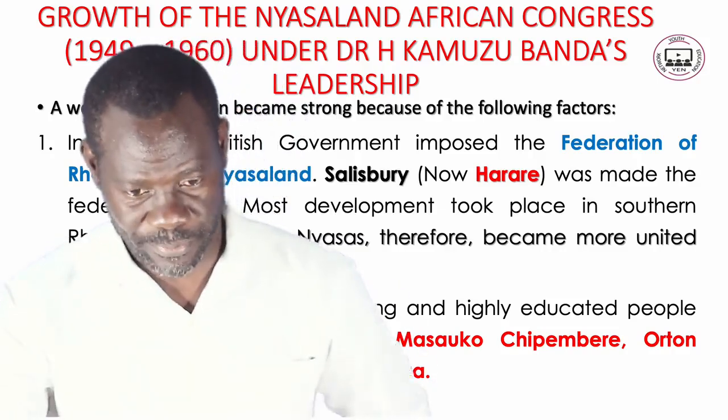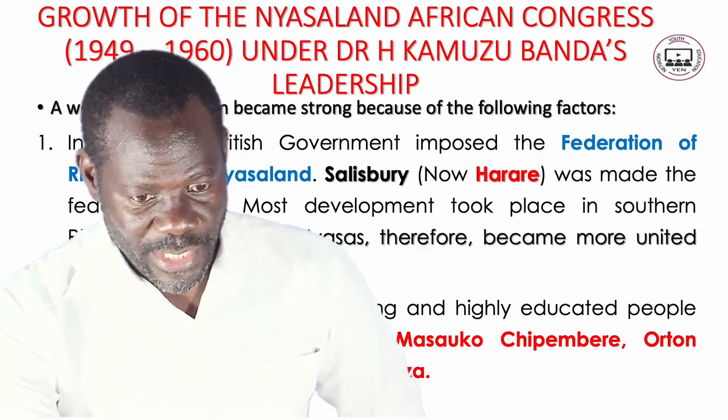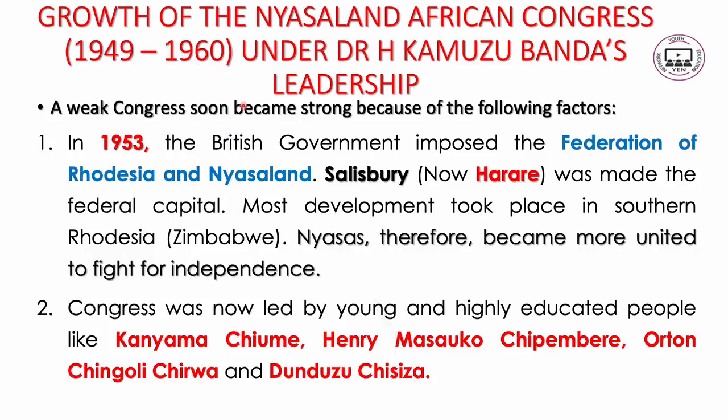What made it grow? Between 1949 and 1960, under Dr. Kamuzu Banda's leadership. So a weak Congress soon became strong because of a number of factors. Number 1, in 1953, the British government imposed the Federation of Rhodesia and Nyasaland.